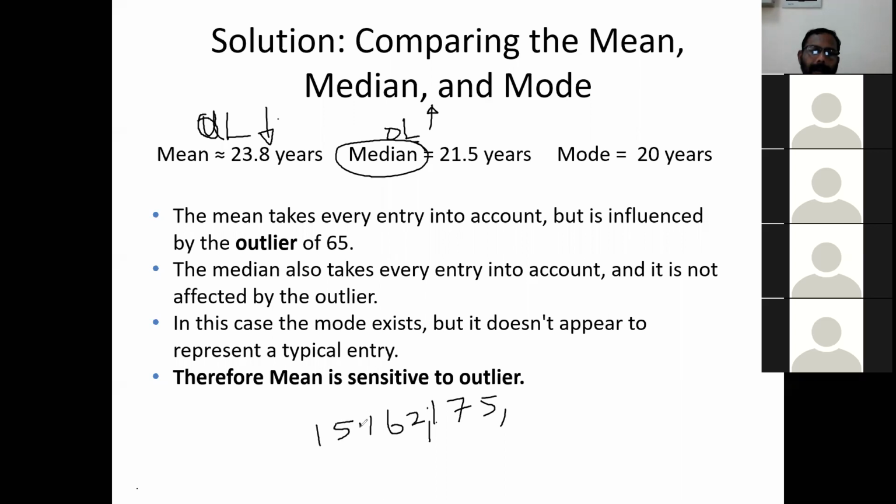159, 177, 178. Now tell me, what is the median? What is the median? Sri Divagaram, what is it? 175.